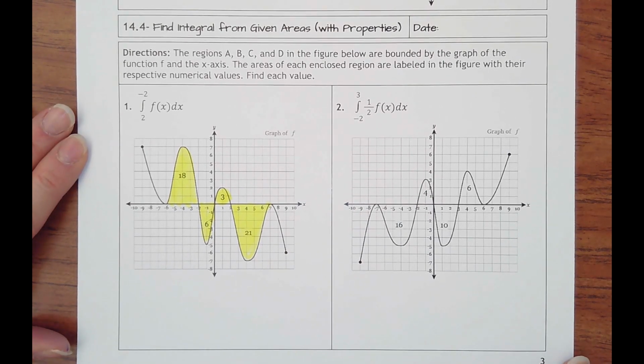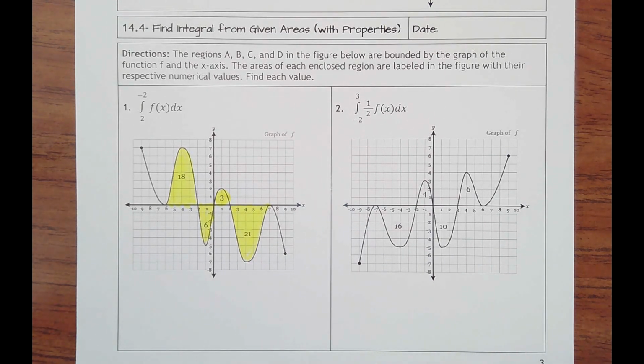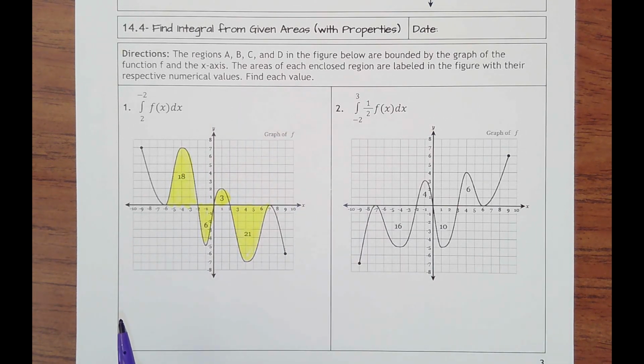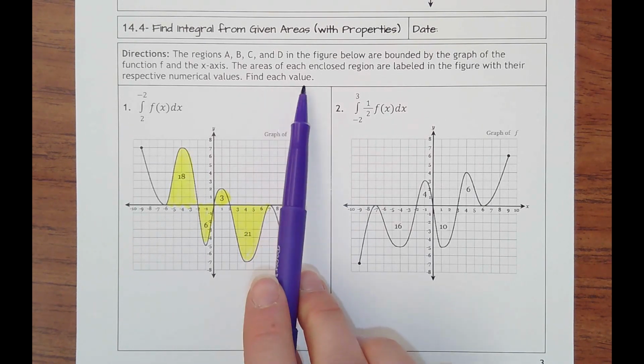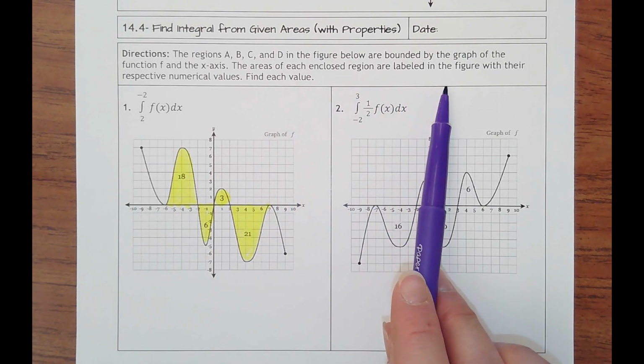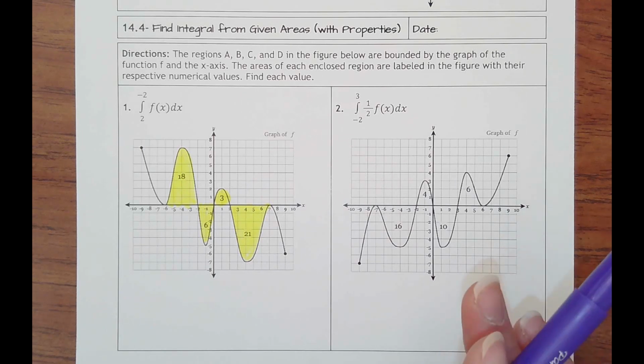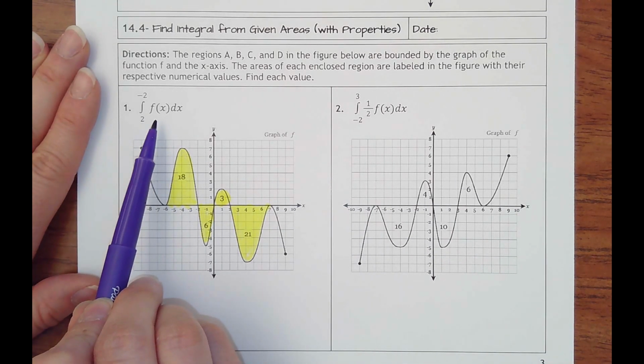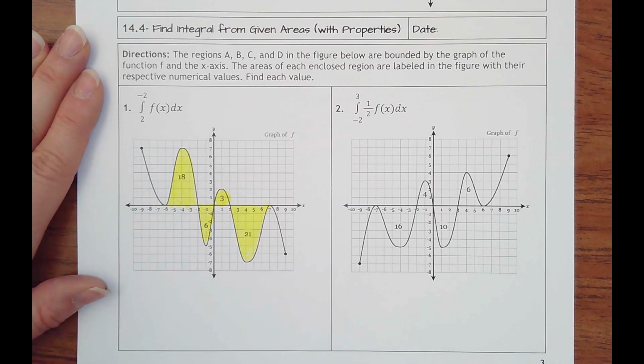Lesson 14.4 is finding integrals from given areas. This time we're really going to focus on some properties of integrals that you need to know. So the directions say that the regions A, B, C, and D in the figure below are bounded by the graph and the x-axis, and the areas in the enclosed regions are labeled in the figure with the respective numerical values. Find each value. So this is saying find the integral of the function from 2 to -2.